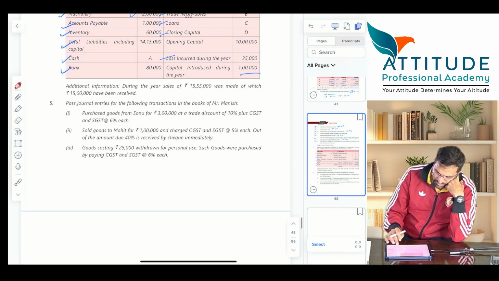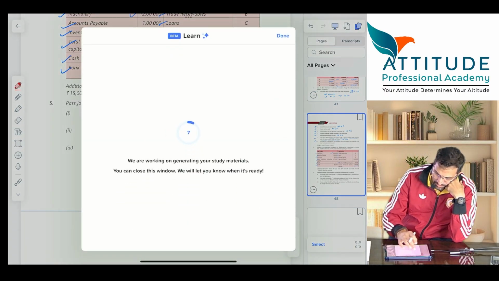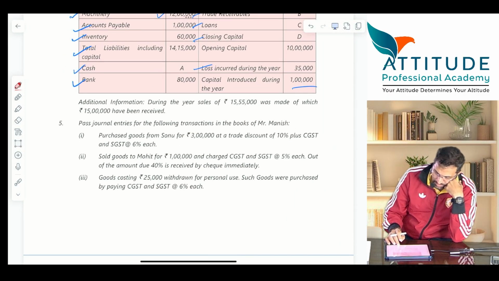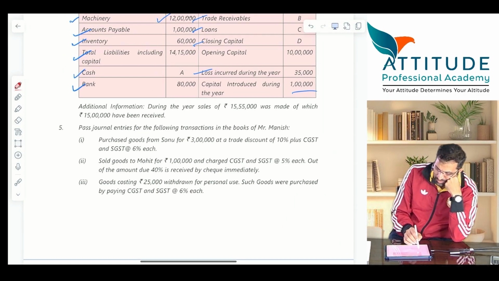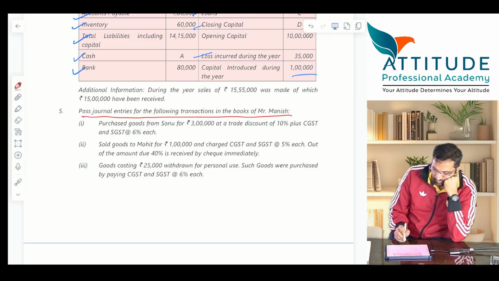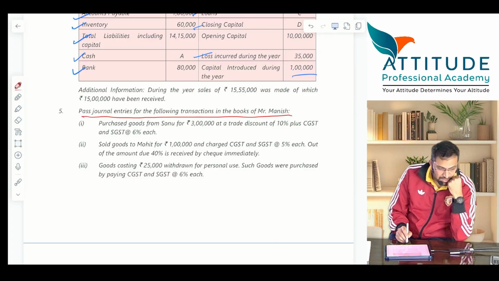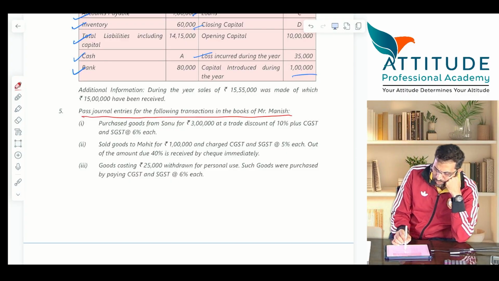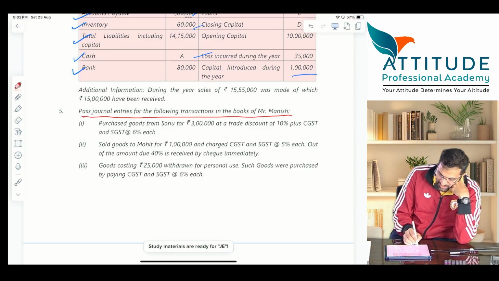Okay, come. Now these are journal entries. Come on. Tell me, pass journal entries for the following transactions in the books of Manish. Go ahead and tell me. First one: purchase goods from Sonu 3 lakhs at a trade discount of 10%. GST, CGST and SGST 6% each. Tell me the journal entry.